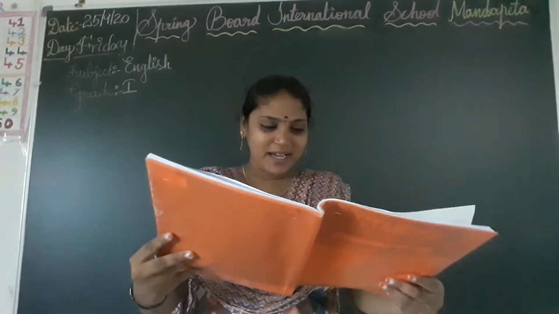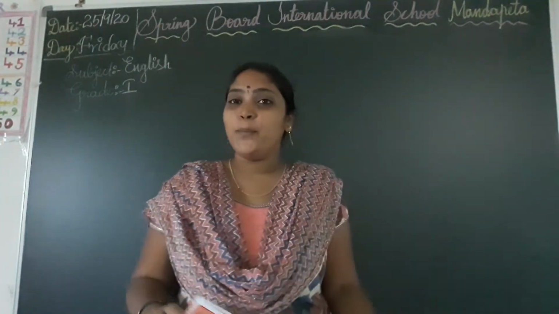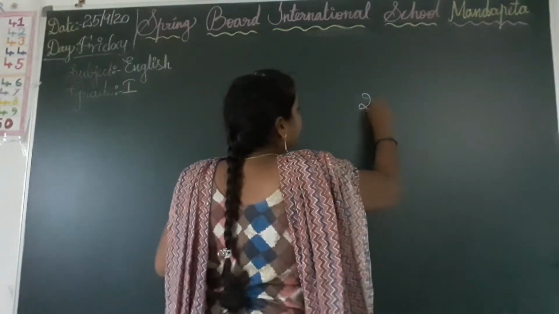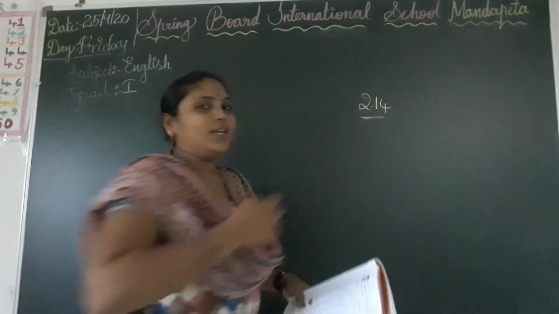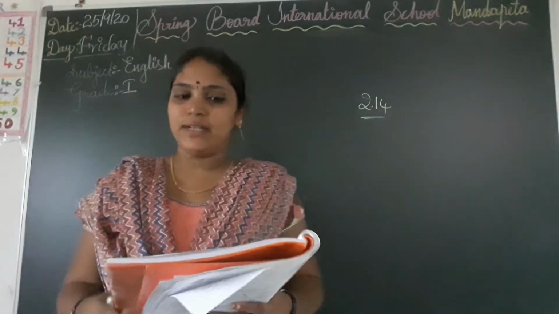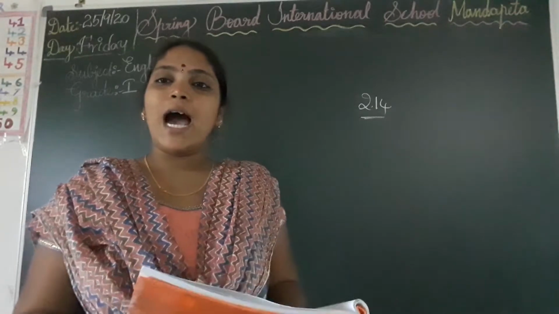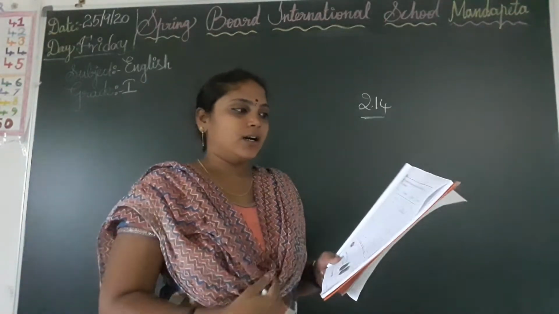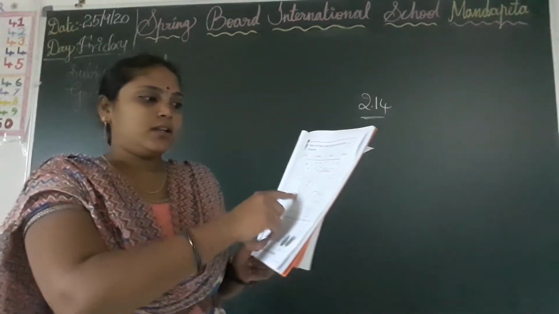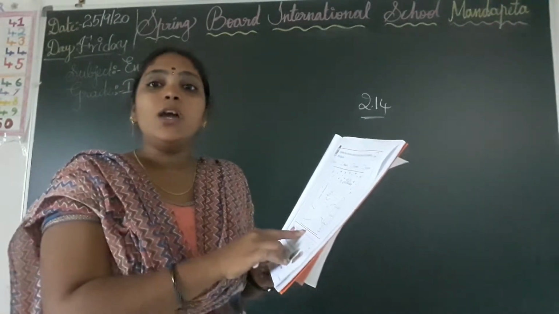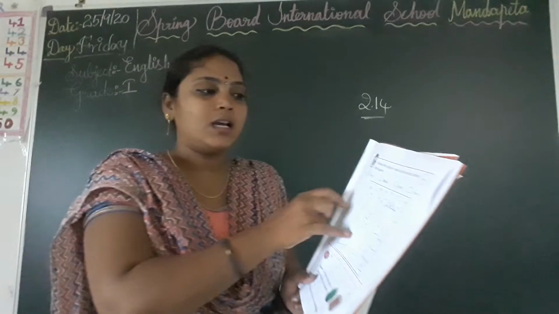Now everyone open studio page number 27. 2.14. So here is given one small activity. Follow the color code to join the dots. Identify the figure. So here given the dotted pictures only. Here we have to join the dots using the color code.